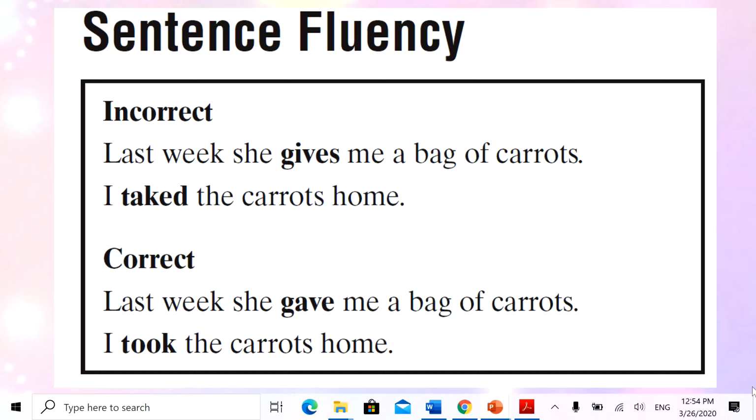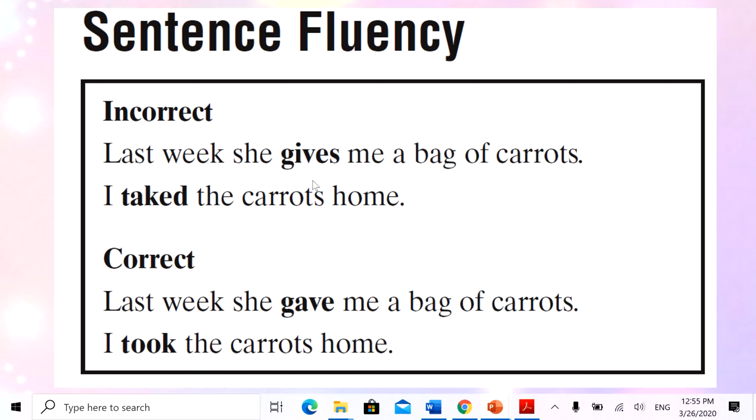In this page, we have something related to sentence fluency or writing sentences correctly. The incorrect way of writing is here, and the correct way of writing is in this part. So here they fix the mistakes that are in this part. Last week, please underline the word last. Last tells about the past.